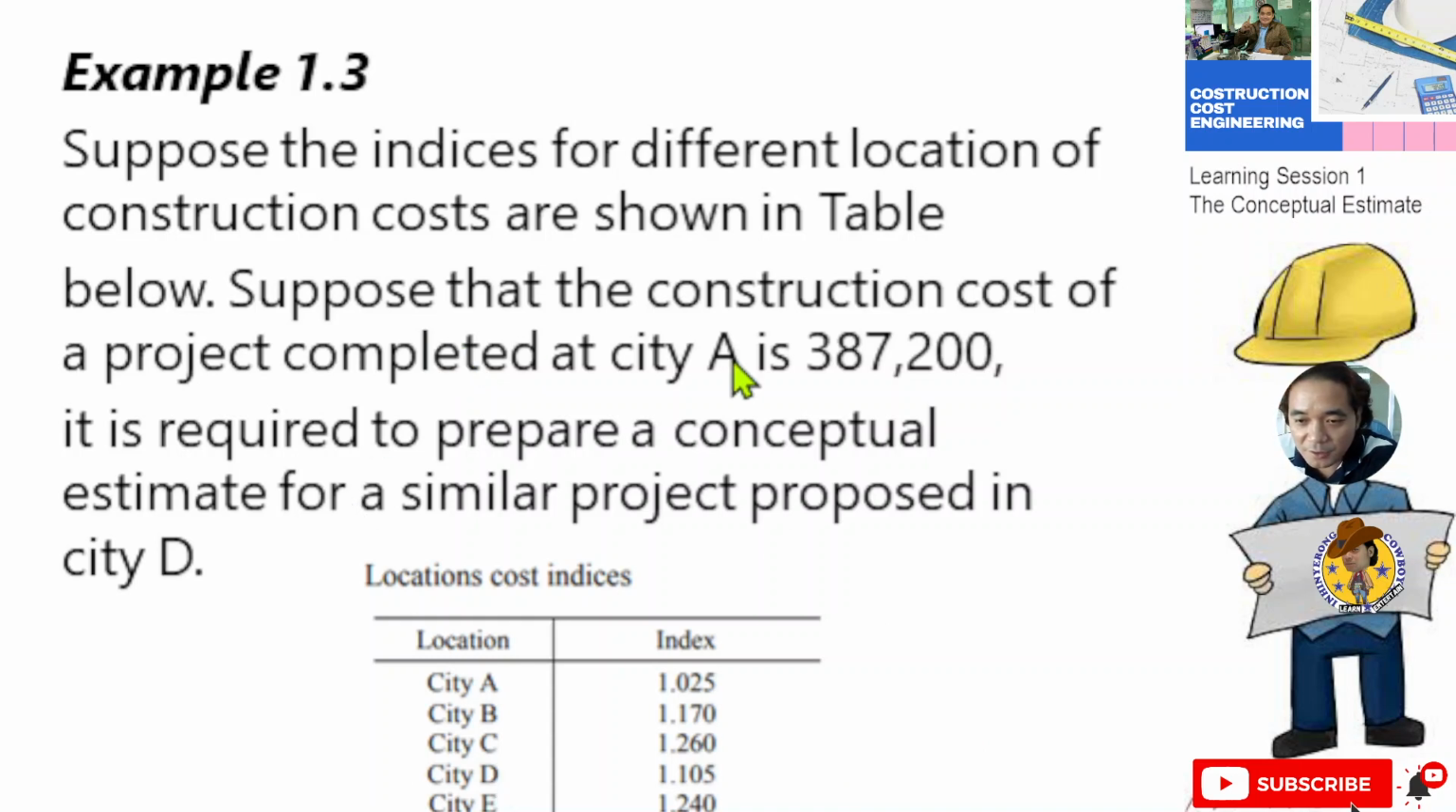Suppose that the construction cost of the project completed in city A is 357,200. It is required to prepare a conceptual estimate for a similar project proposed in city D. The index for city D is 1.105. This is much higher than 1.025, so it means that the cost in city D is much higher than A. We need to consider this in our estimates because there are locations where the materials are much more expensive. This is what this technique talks about.